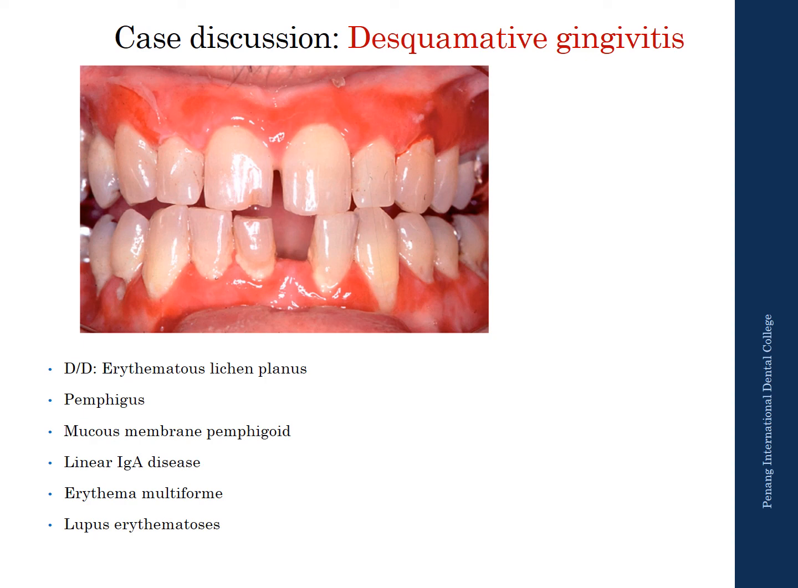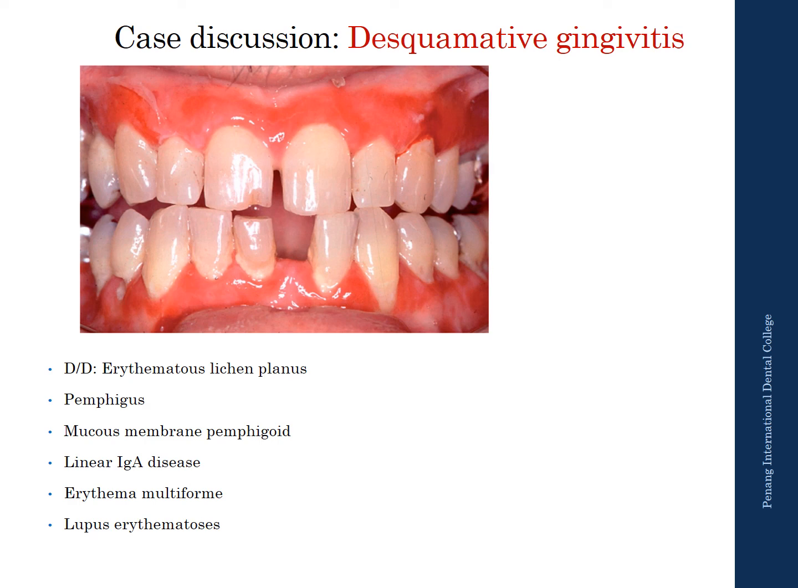On the top left corner, you will be able to appreciate that there is a mucosal tag closer to the canine attached gingiva. So that is exactly an example of how the epithelium appears to be peeling off. So the differential diagnosis for this sort of desquamative gingivitis is erythematous or erosive lichen planus, pemphigus, mucous membrane pemphigoid, linear IgA disease, erythema multiforme, and even lupus erythematosus.